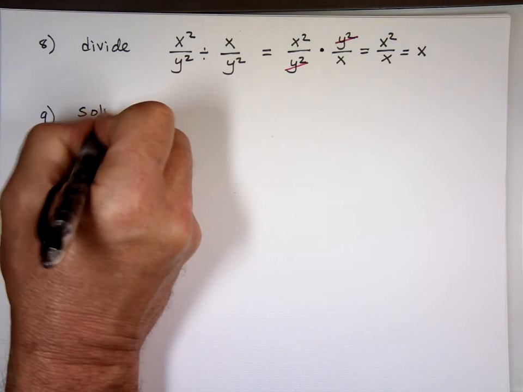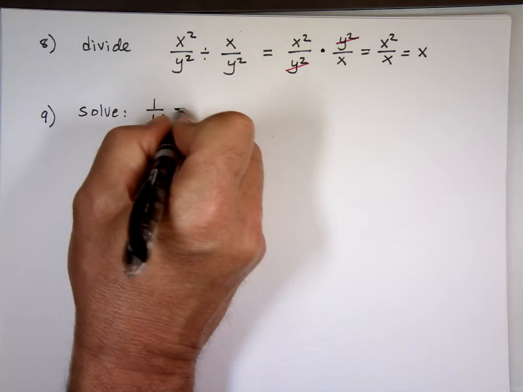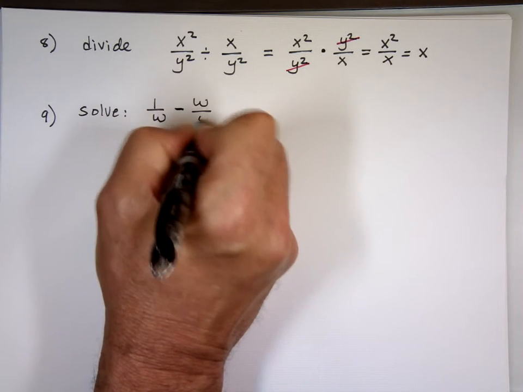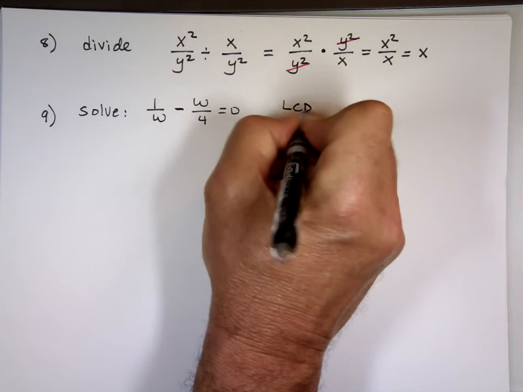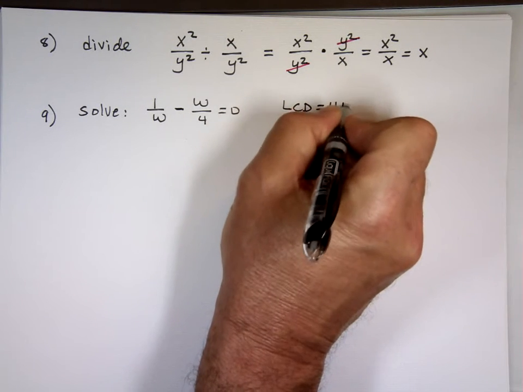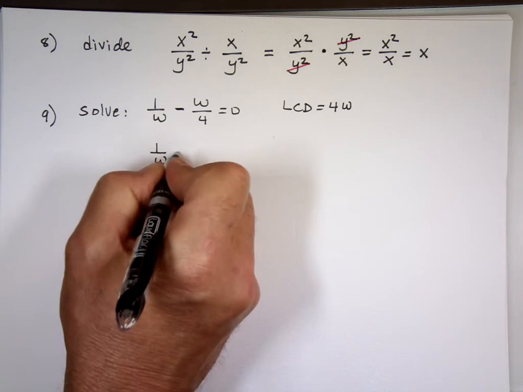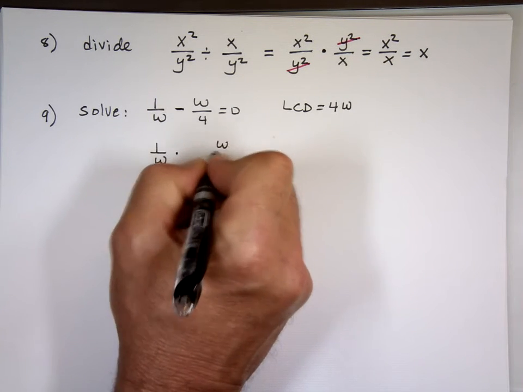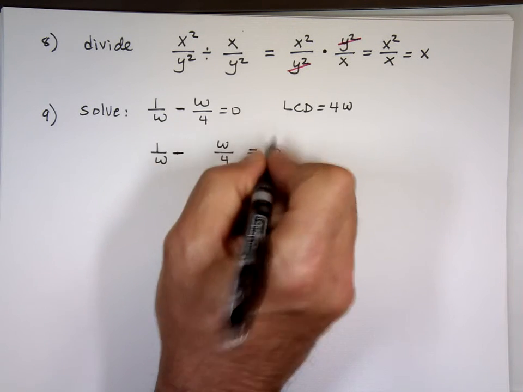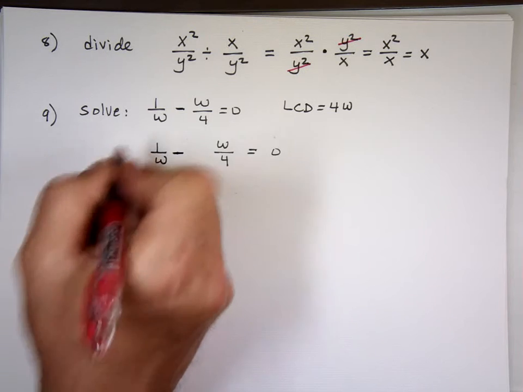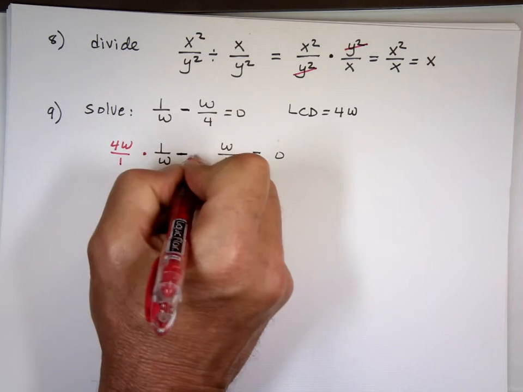Solve. 1 over w minus w over 4 equals 0. My LCD here is 4 times w. So I'm going to multiply each one of them by 4 times w. So let's multiply each one by 4w over 1. Just make it a fraction.